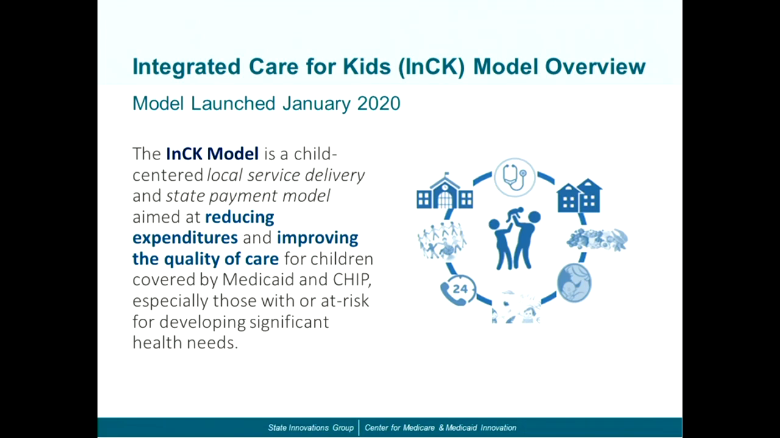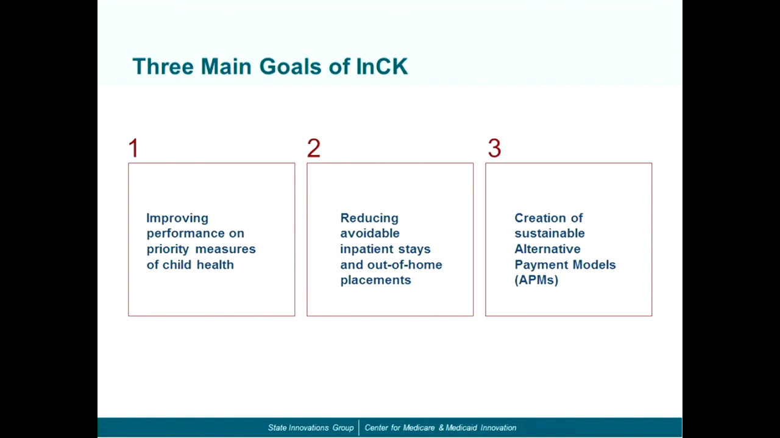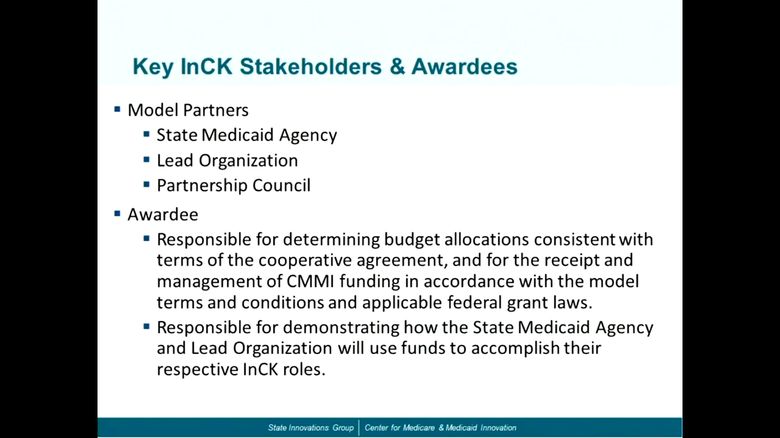So I like to say that as complicated as the AHC model is, the INC model is arguably even more complicated. There are 3 goals to INC. The first is to see broad performance on key priority measures of child health. The second is to reduce avoidable inpatient stays and out-of-home placements. And then the third is to create sustainable APMs for this community of providers.